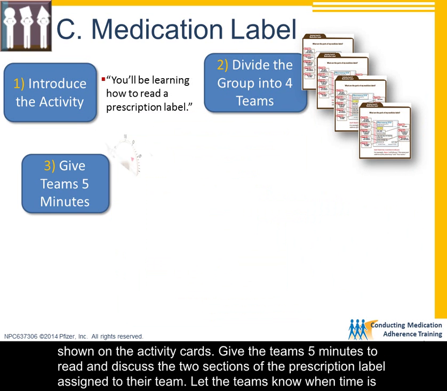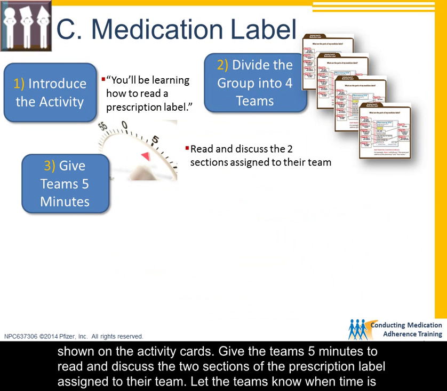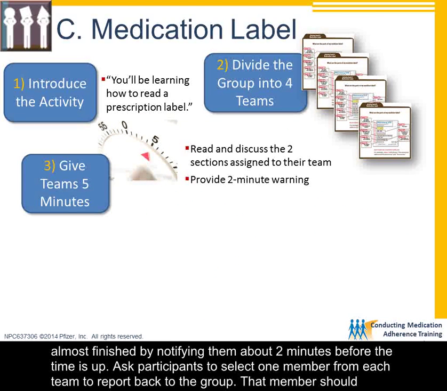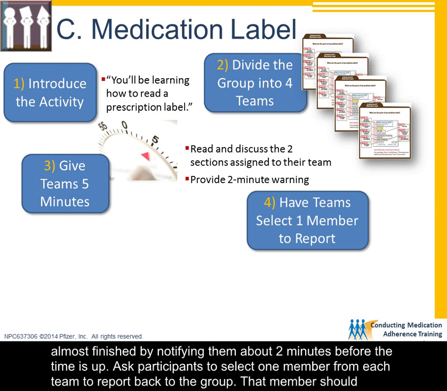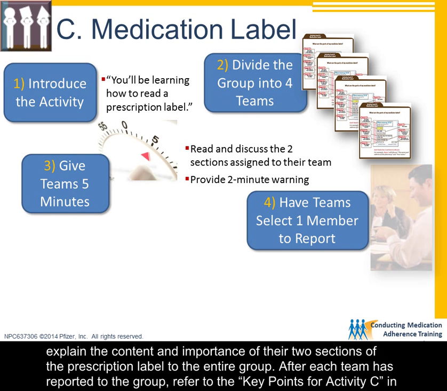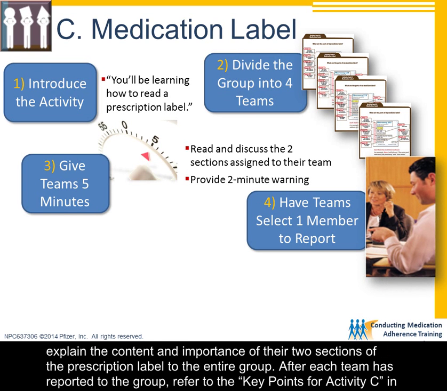Give the teams 5 minutes to read and discuss the 2 sections of the prescription label assigned to their team. Let the teams know when time is almost finished by notifying them about 2 minutes before the time is up. Ask participants to select one member from each team to report back to the group. That member should explain the content and importance of their 2 sections of the prescription label to the entire group.